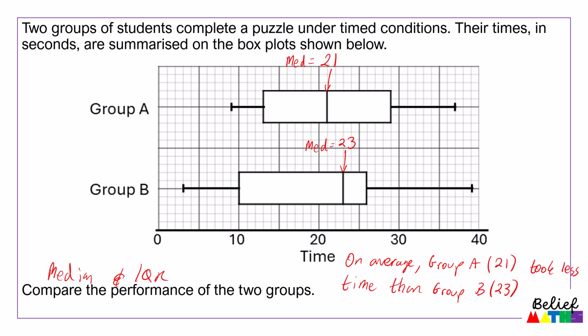Now, the second thing we want to look at is the interquartile range. Now, for the interquartile range, we're talking about the length of the box, or the difference between the upper and lower quartile. So in this case, the lower quartile, well, if we look at our scale, that's going to give us 13. And in this case, the upper quartile is 29. On the bottom one, the lower quartile is 10, and the upper quartile is 26.